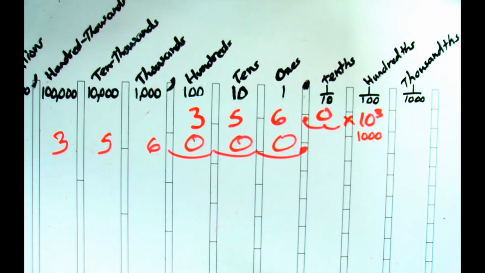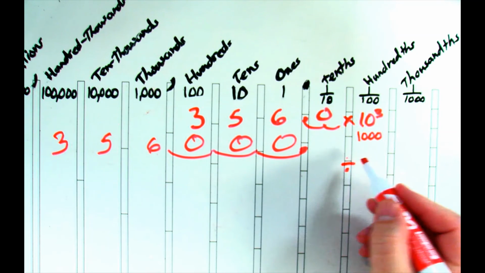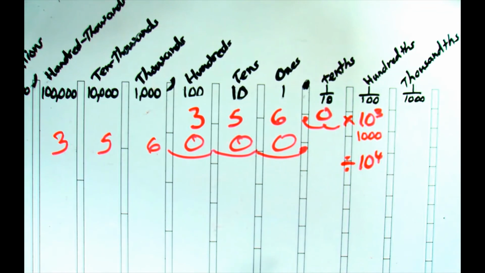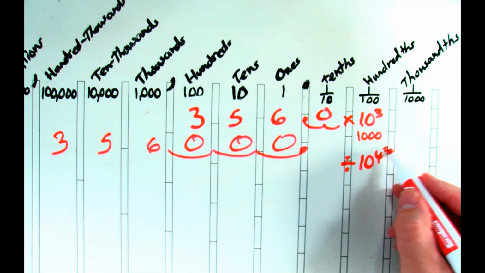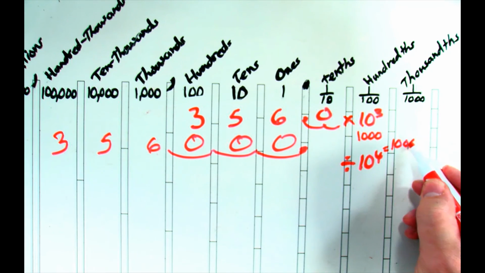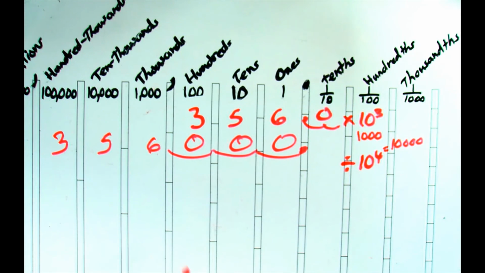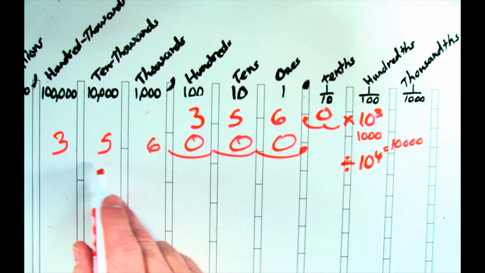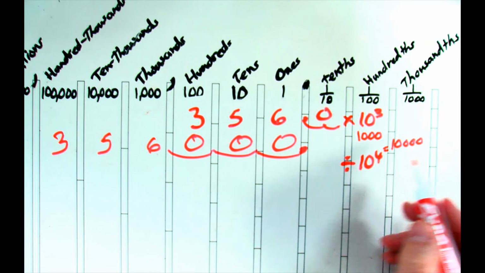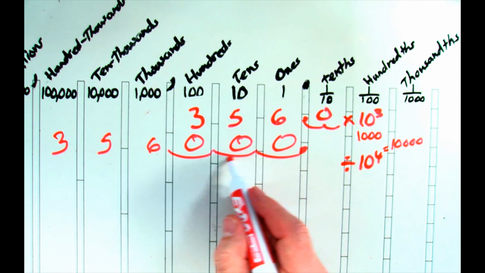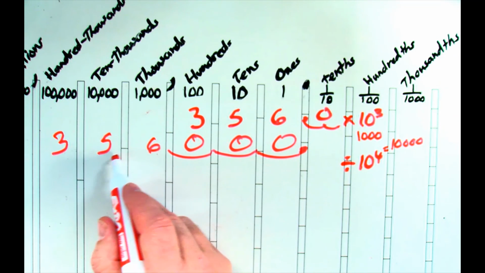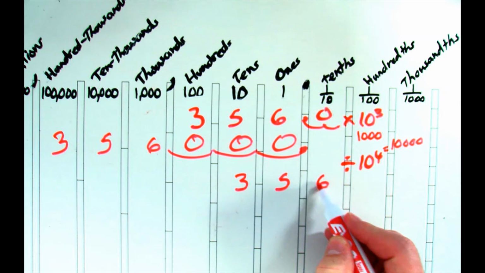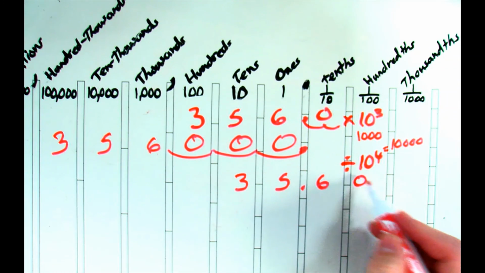Now we can also do it the other way around. We can divide. So let's divide this number by 10 to the fourth. 10 to the fourth is the same thing as 1 with 4 zeros, or 10,000. So we're going to divide this by 10,000. This would be the same thing as moving the decimal point over 1, 2, 3, 4. So this would be 35 and 6/10, or 60 hundredths.